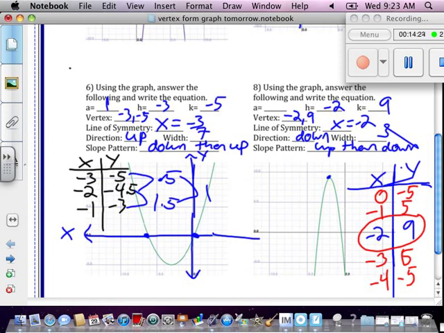Okay? So let's look at the first and second differences. So the first difference, what's the difference between negative 5 and 5? 10. Between 5 and 9 is? 4. Between 9 and 5 is? 4. Between 5 and negative 5 is? 10. Okay, between 10 and 4, 6. So, what's half of 6?